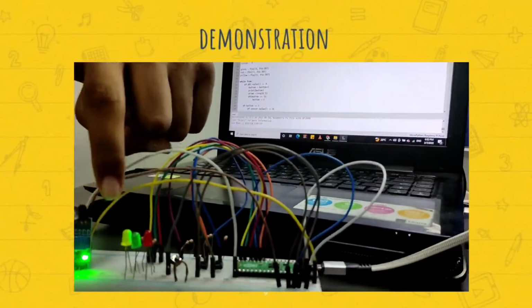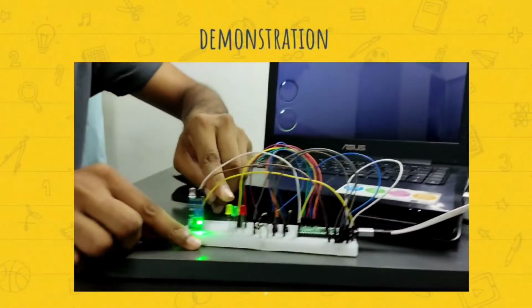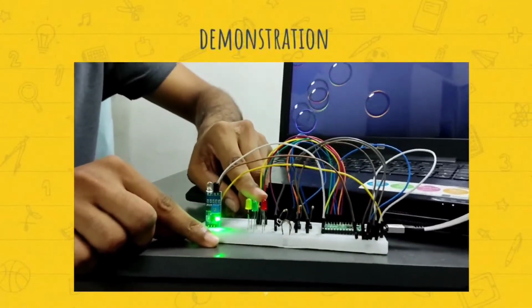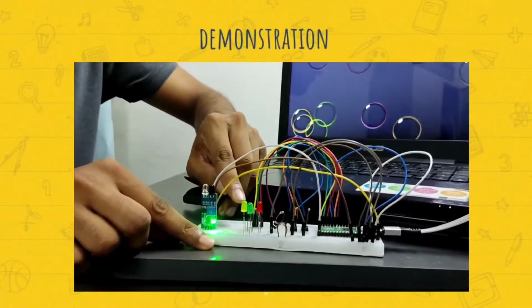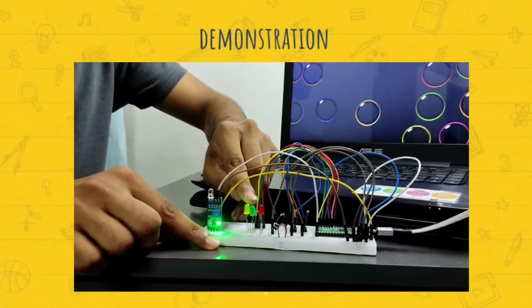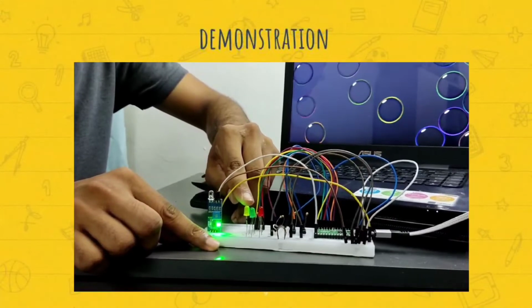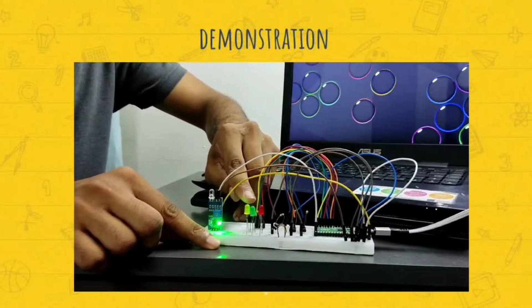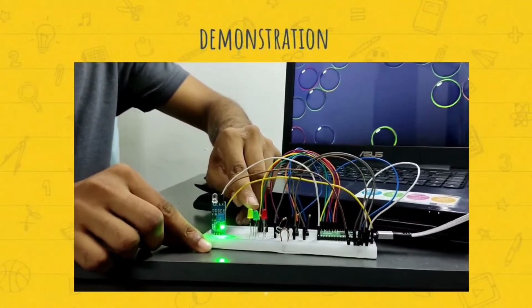Okay, there are 3 LEDs over here. The function of the red LED is to detect whether the gate is closing or not, and the function of the green LED is to detect whether the gate is opening or not. The function of the yellow LED is to detect any obstacles in the circuit.